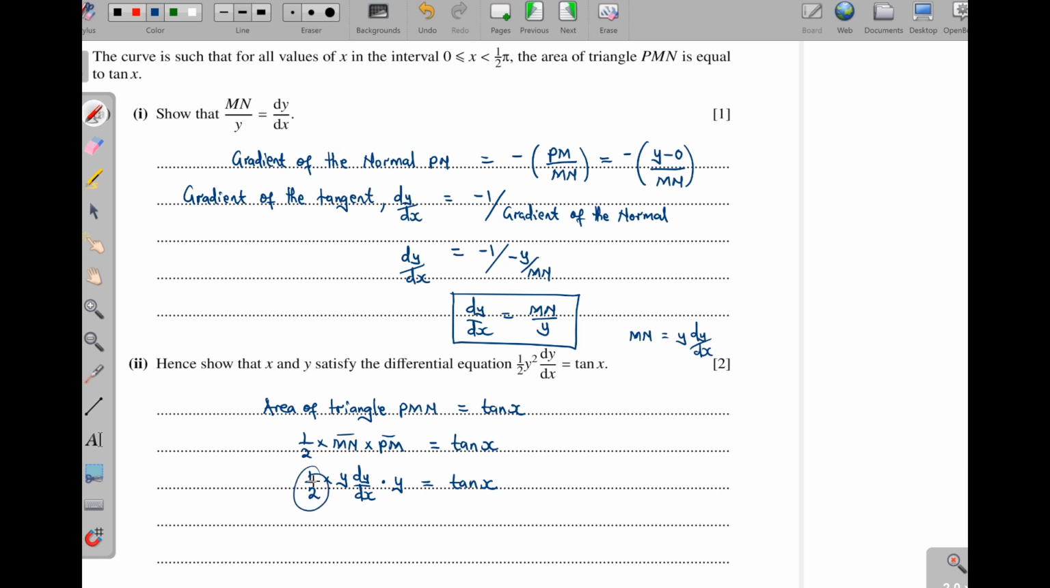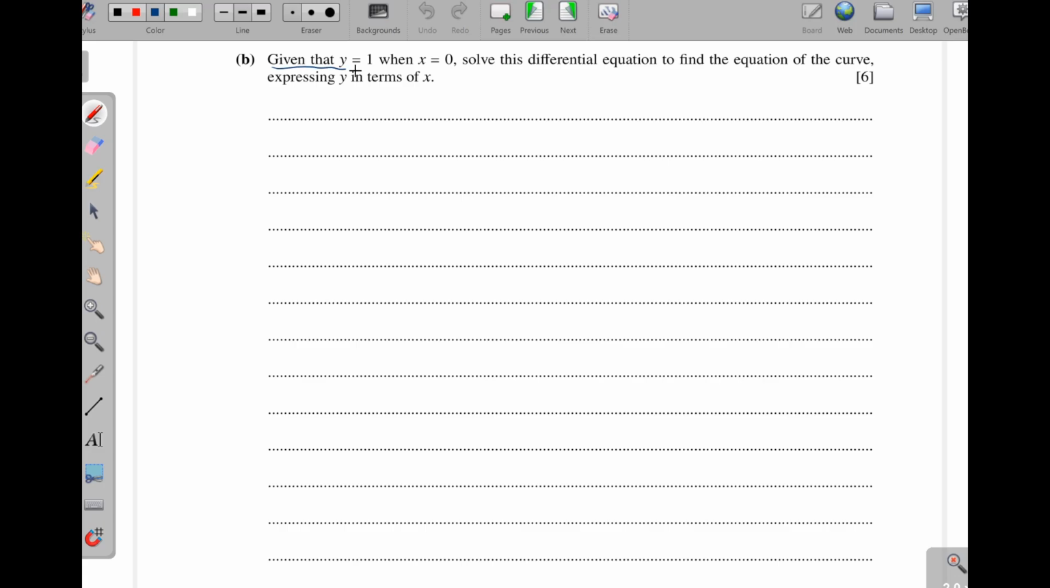Now, this is a half. This is y times the y. Don't you get this y squared? And I think what we are looking for is already got. So a half y squared, then dy dx will be equal to the tan of x. And that is that.